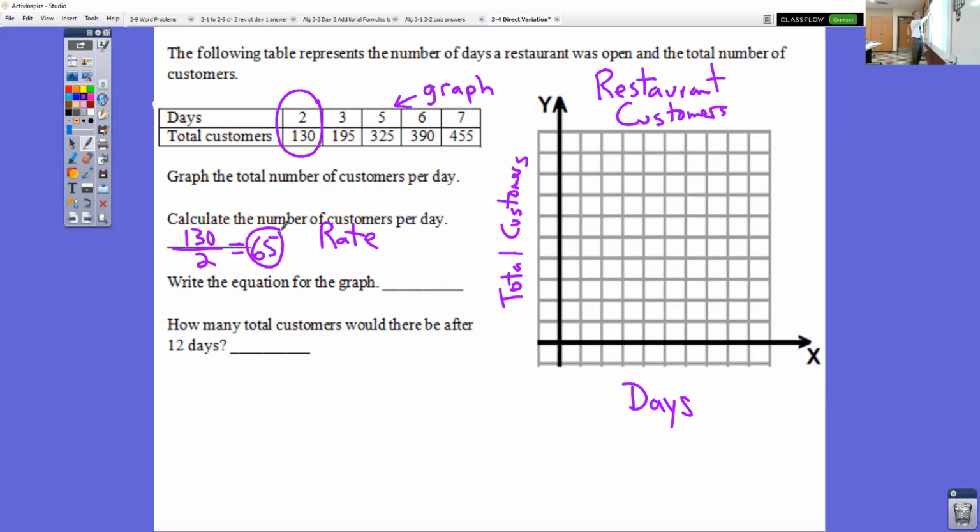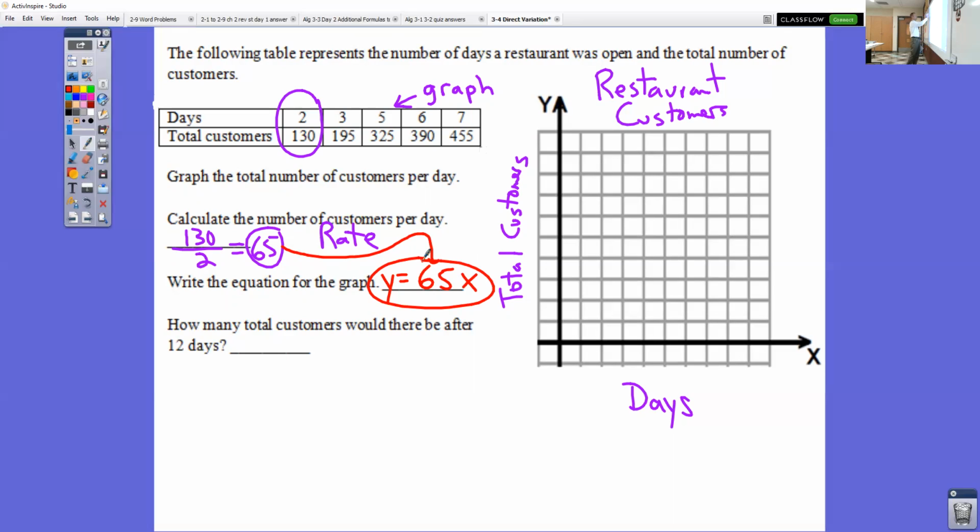I could have done 195 divided by 3. That's 65. I could have done 325 divided by 5. That's 65. 390 divided by 6. That's 65. 455 divided by 7. That's 65. When you go to write your equation, we always have a y equals, we always have an x. Whatever your rate is goes in front of your x. So for our equation, we're just going to have y equals 65x.